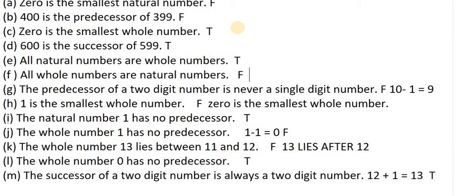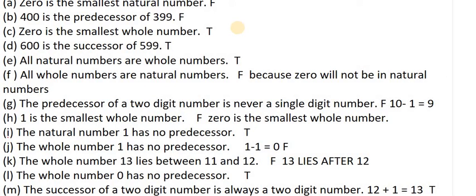All whole numbers are natural numbers is false because 0 will not be in natural numbers. Why false? I am writing the explanation here. Because 0 is not in natural numbers. 398 is the predecessor of 399.